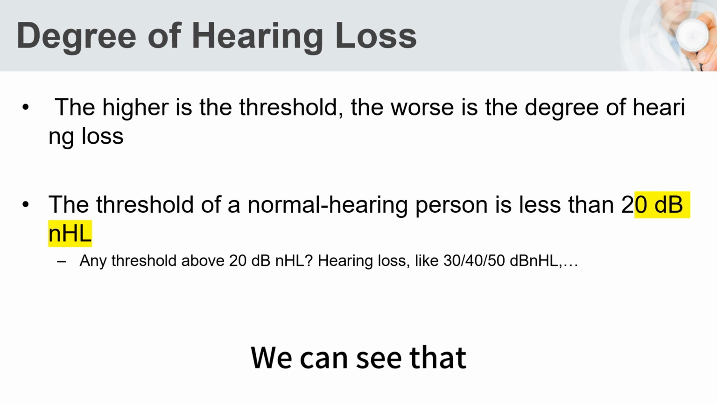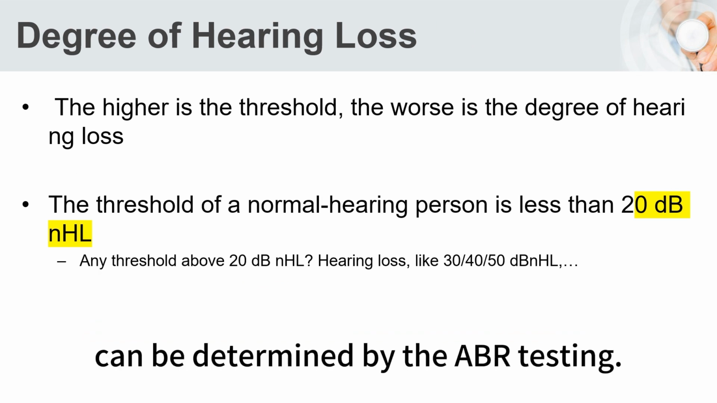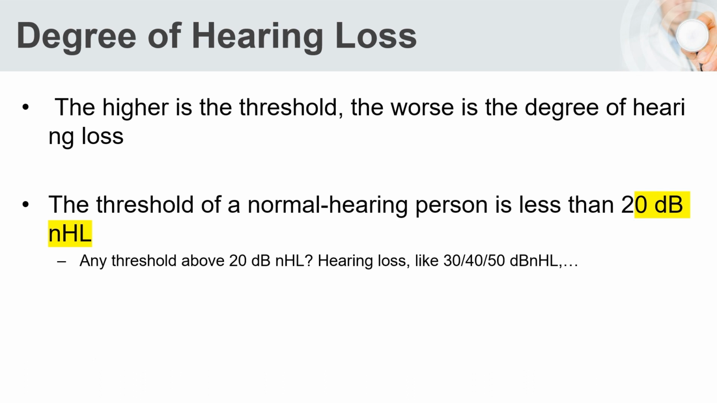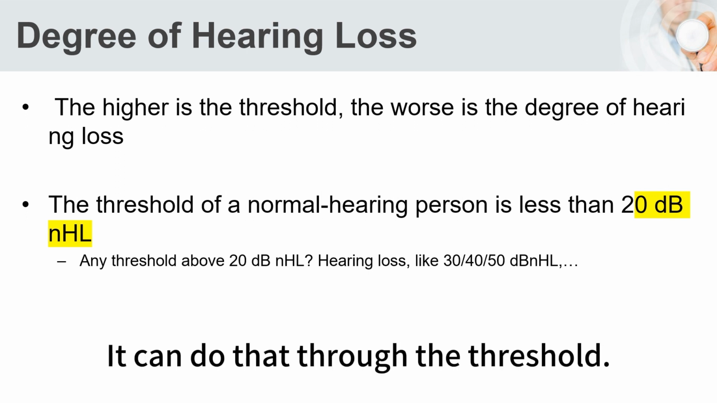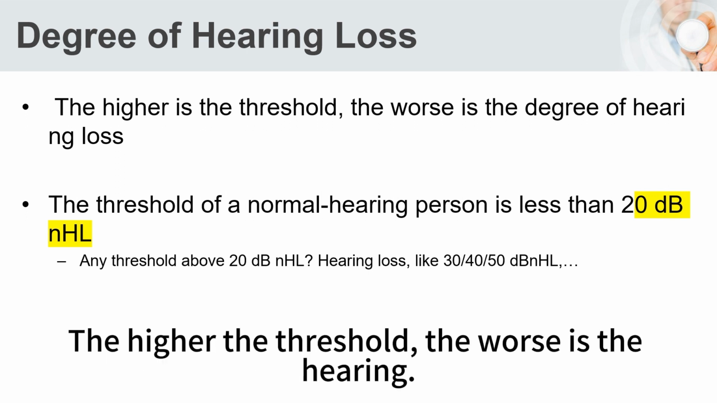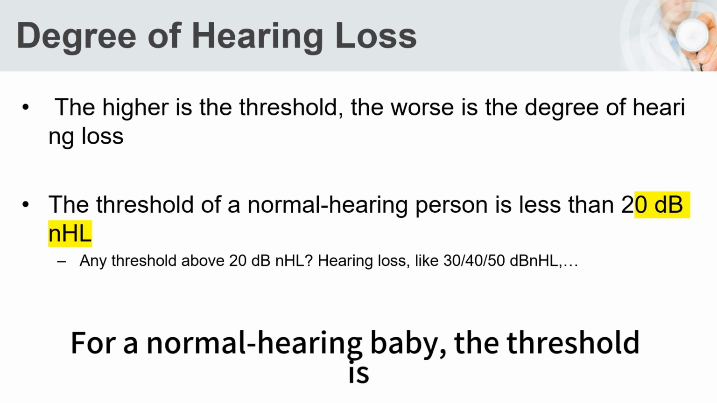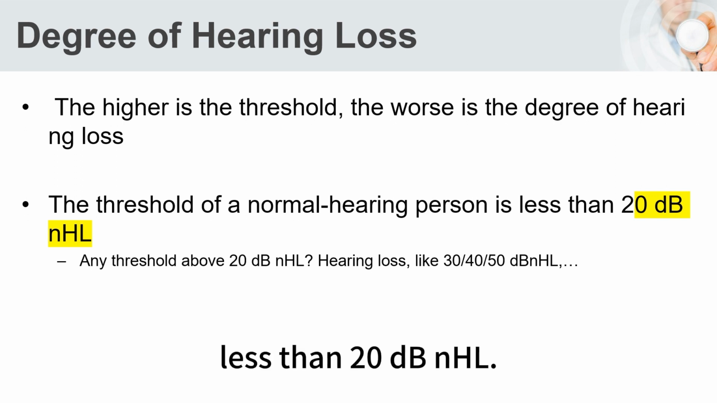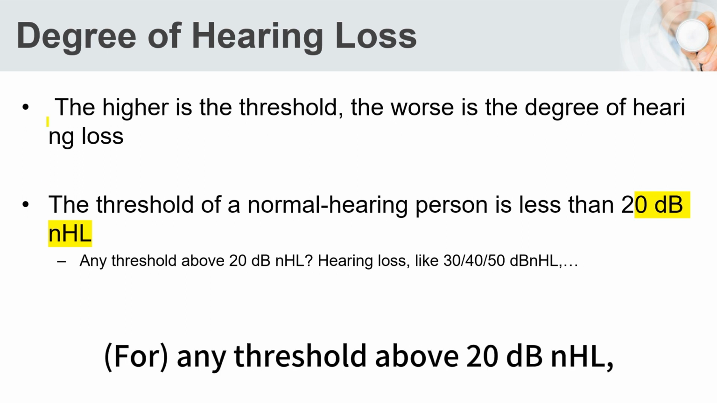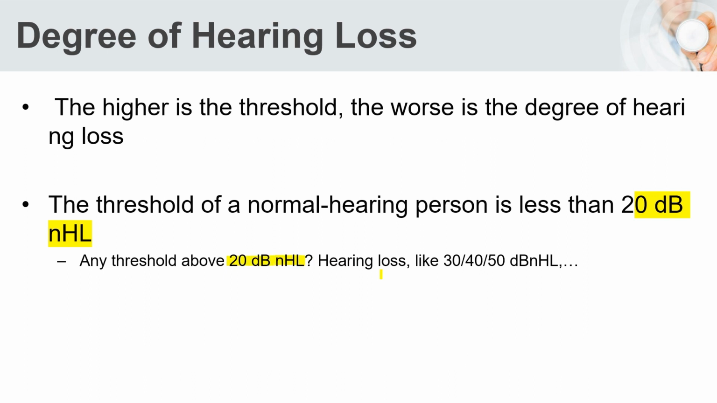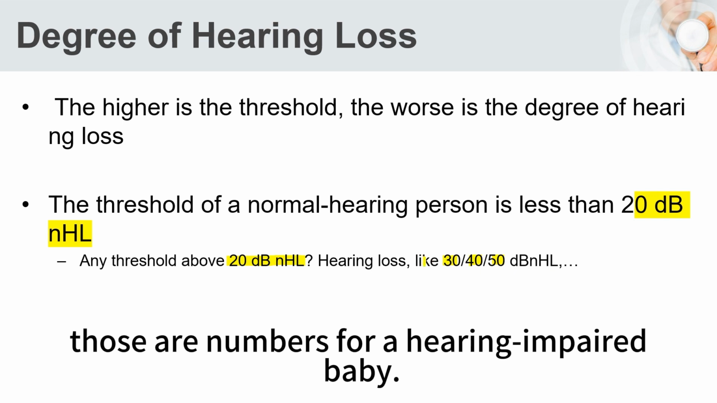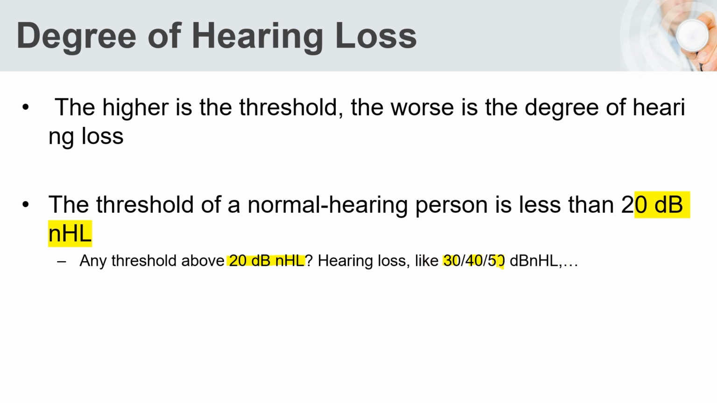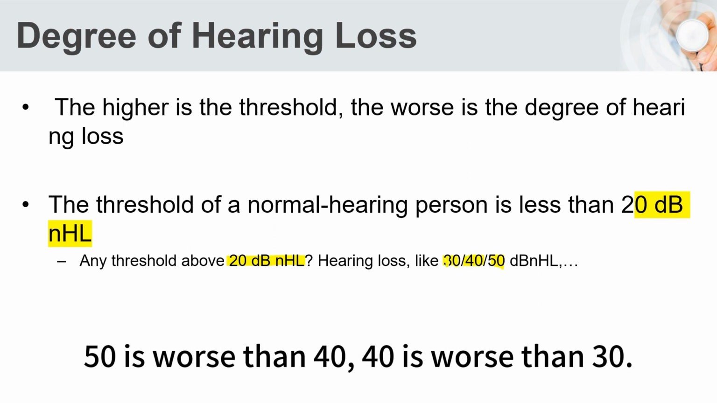So we can see that the degree of hearing loss can be determined by the ABR testing. How can it do that? It can do that through the threshold. The higher the threshold, the worse is the hearing. So for a normal hearing baby, the threshold is less than 20 dB nHL. Any threshold above 20 dB nHL, there is a hearing loss. Like 30, 40, 50, those are numbers for a hearing impaired baby. 50 is worse than 40, 40 is worse than 30.